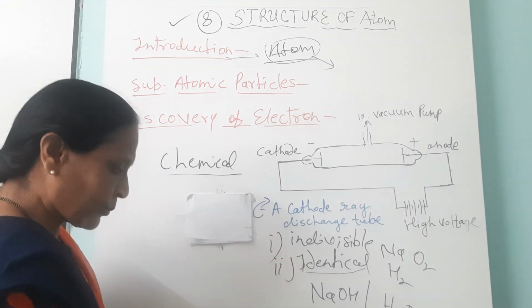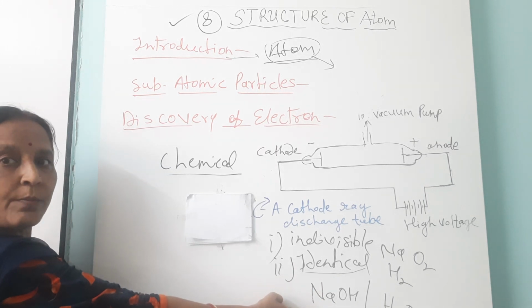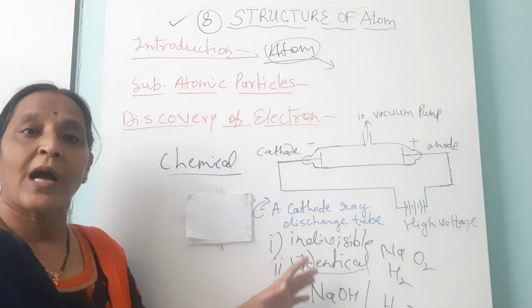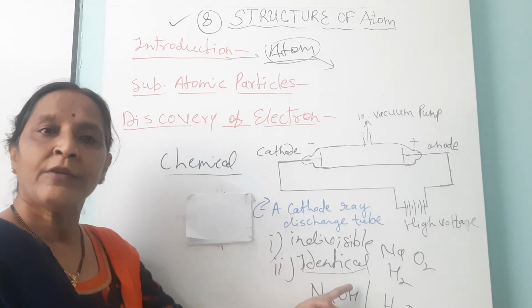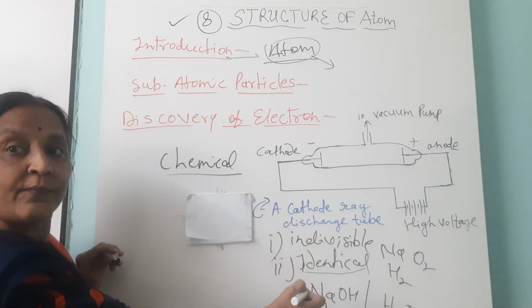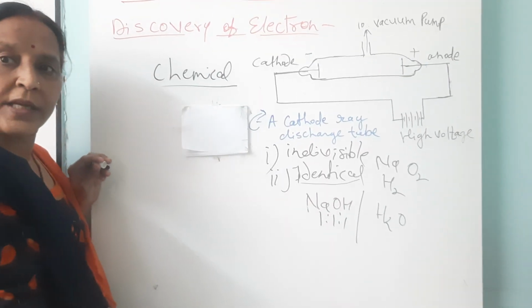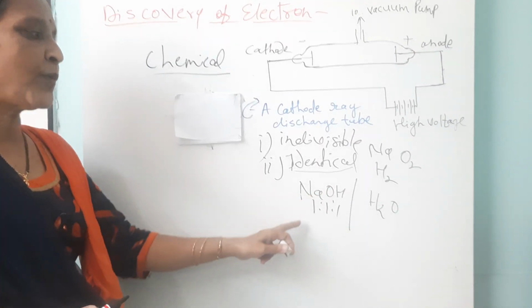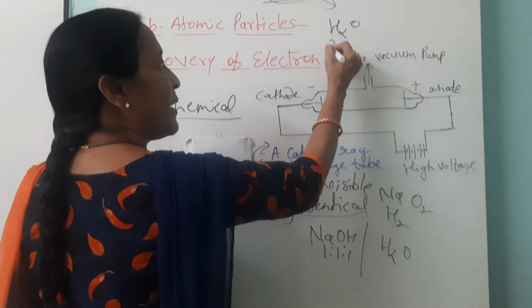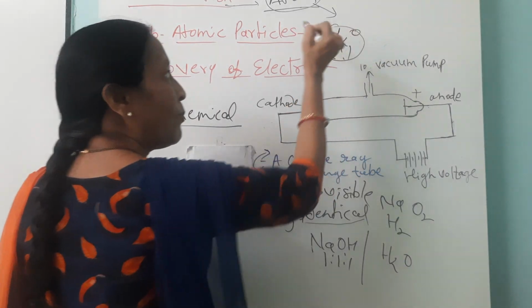Then, in the laws of chemical combination, such as multiple proportion, we already studied how NaOH is formed. When the ratio in NaOH is 1:1:1, only then is there a possibility of formation of sodium hydroxide. Similarly for H2O, only when the combination is in the ratio 2:1 is a water molecule formed.